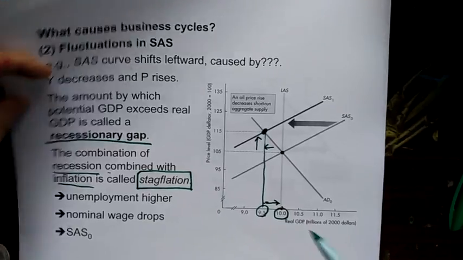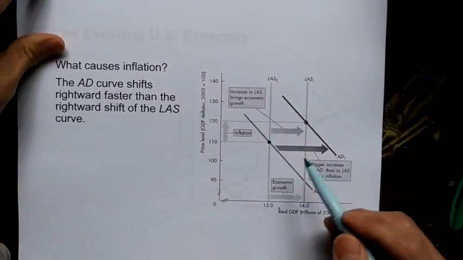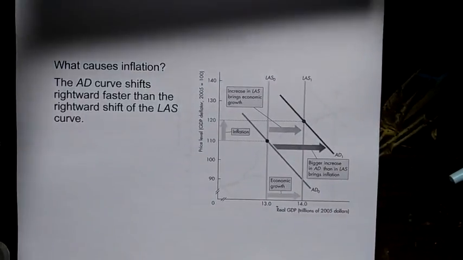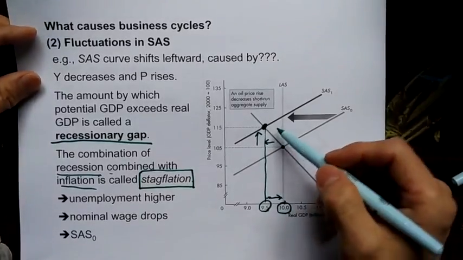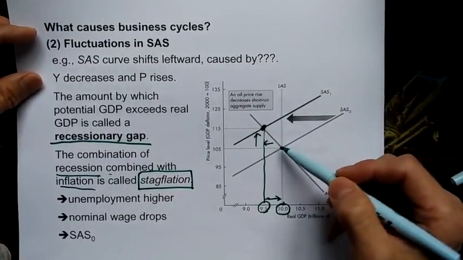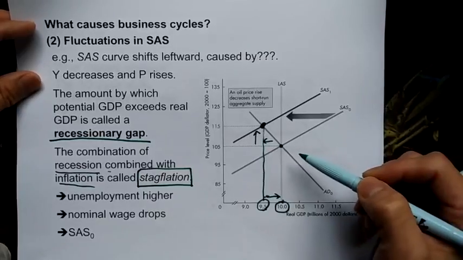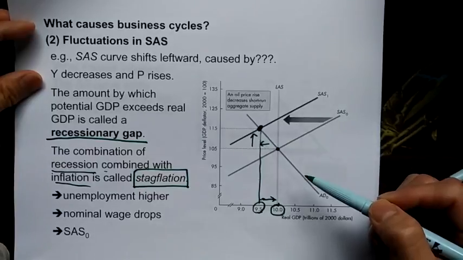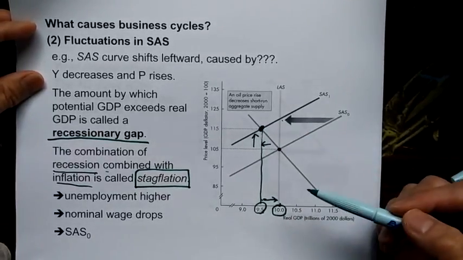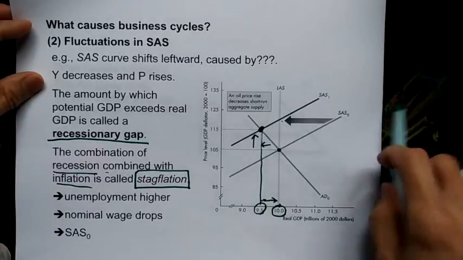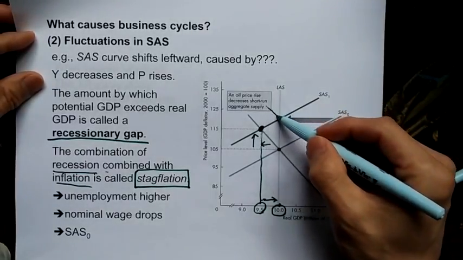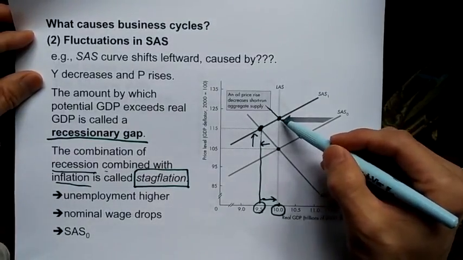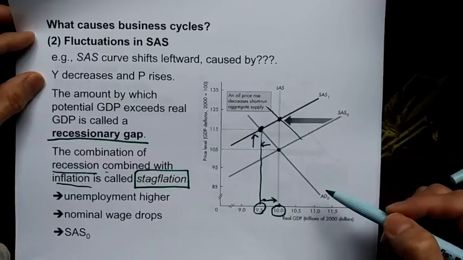Then what will happen next? We will talk more about this later, but let me just give you a basic idea what will happen next. Well, the economy has to go back to the long-run equilibrium. How can the economy go back to the long-run equilibrium? Two ways to do it. Number one, aggregate demand shifts to the right. Then we go back to the original equilibrium. That is, we use some policies to shift the aggregate demand curve to the right.